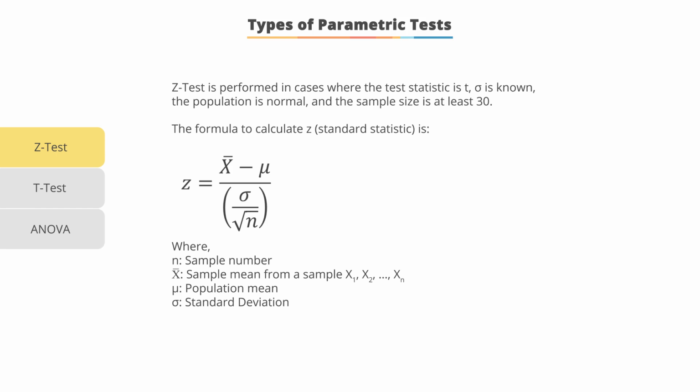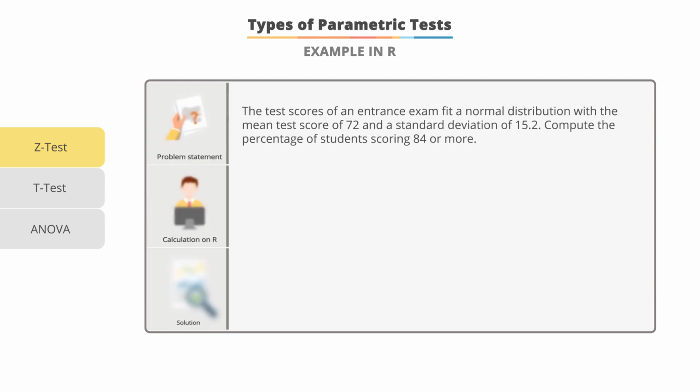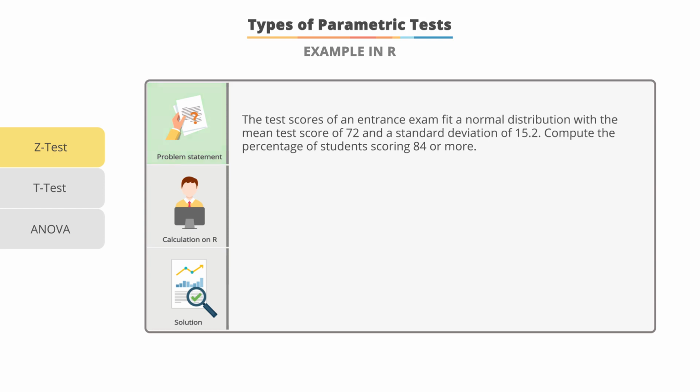So let's see what this actually looks like in practice. Let's say that the test scores of an entrance exam fit a normal distribution. The mean test score is 72. The standard deviation is 15.2. So let's compute the percentage of students scoring an 84 or more.